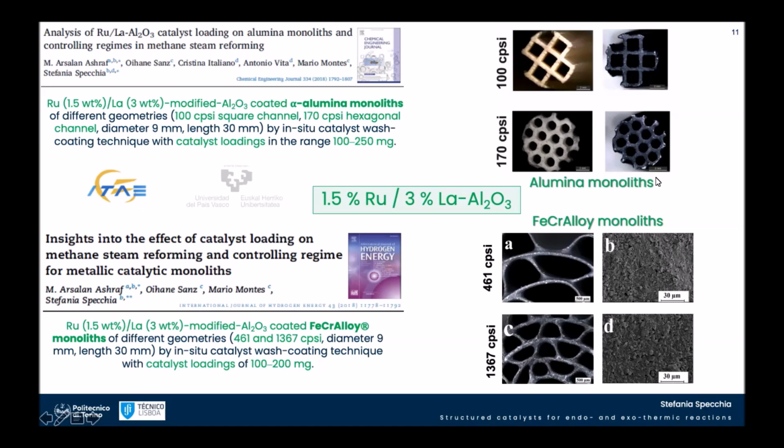monoliths. You see completely different configurations, because here we were using square or hexagonal channels, whereas here with a FeCrAlloy, to prepare the FeCrAlloy, we use one flat and one corrugated plate, and we rolled them, kind of Swiss roll cigarettes. So that's why you see that here the configuration is very different. And we also wanted to investigate the effect of a different cell density. So 100 or almost double, so 170 for the alumina monoliths, and a little bit less than 500 or more than 1,000 CPSI for the metallic ones.